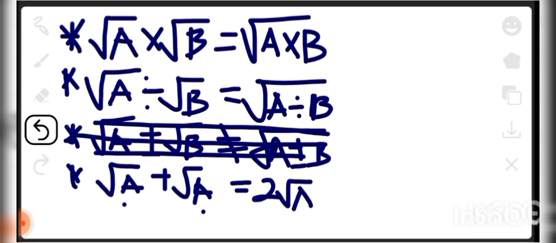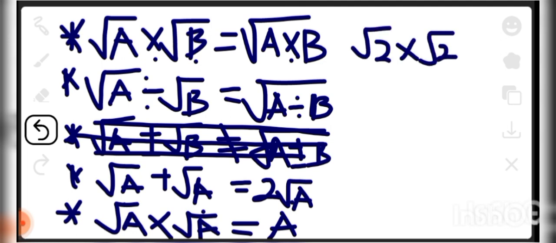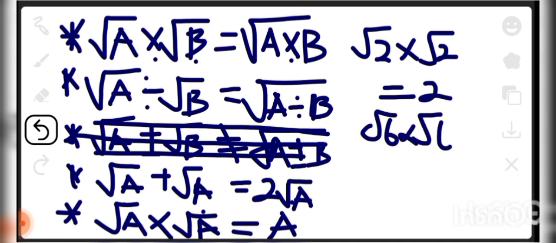Now, what about if we have something like this? We have already done root a times root b. Now let's try it when the two surds are the same. Root a times root a. What will be the answer to that? The answer becomes a. The surd will disappear. So if we have root 2 times root 2, the answer will become 2. If you have root 6 times root 6, the answer will become 6.